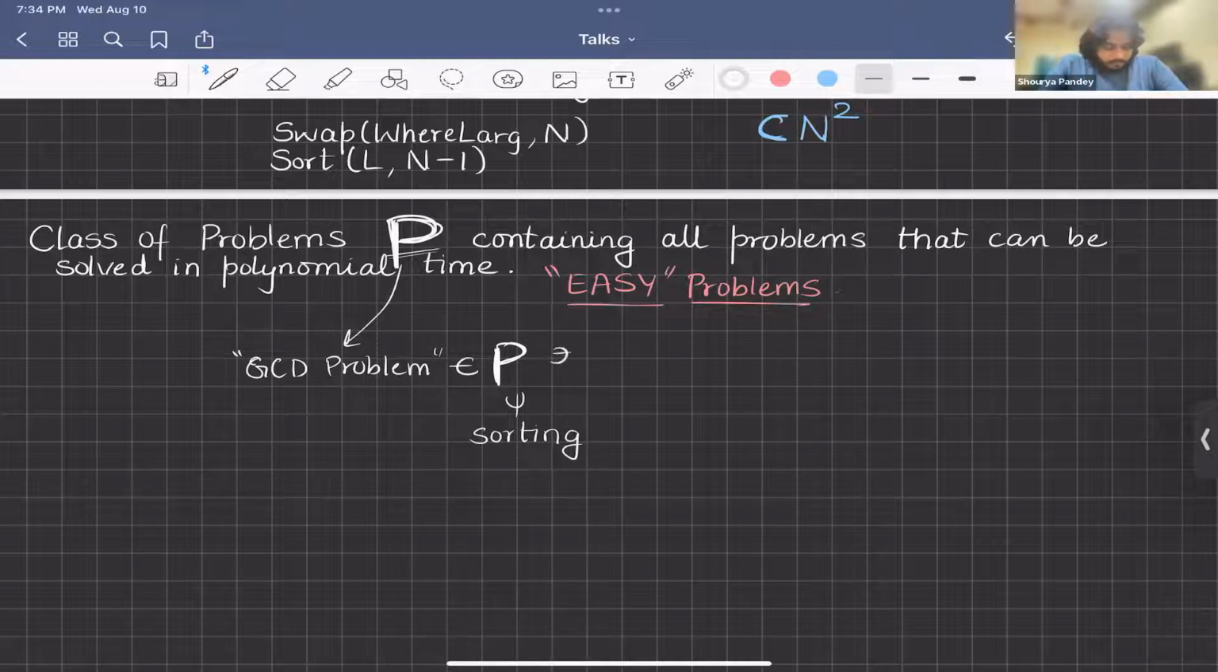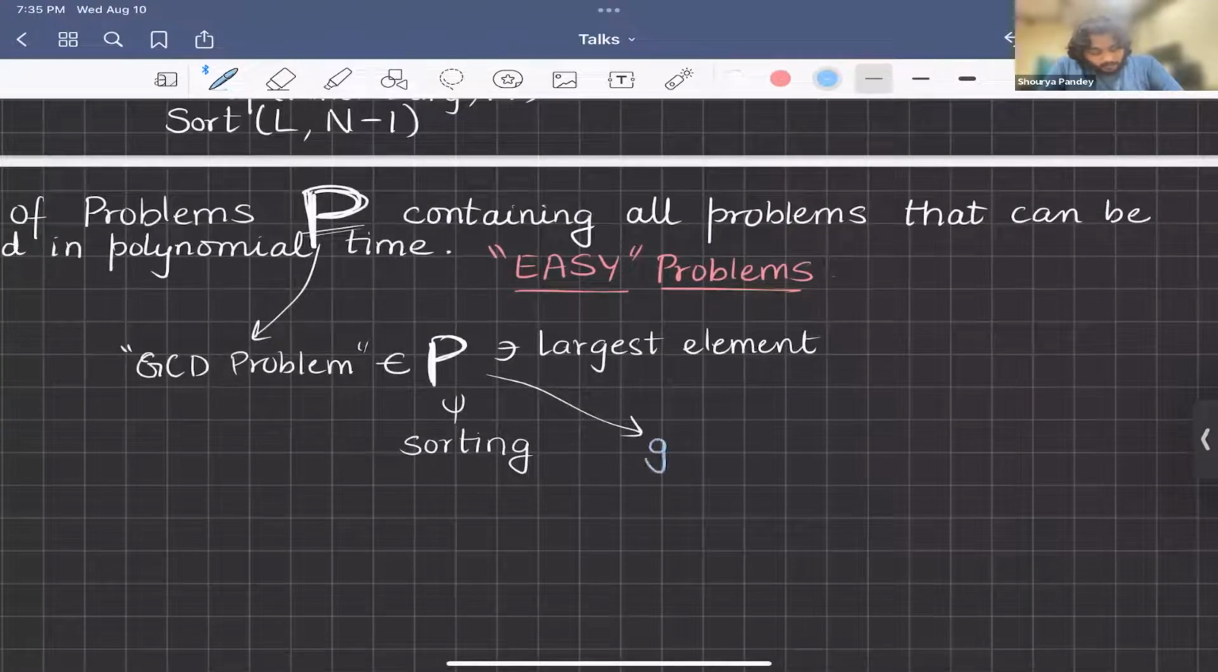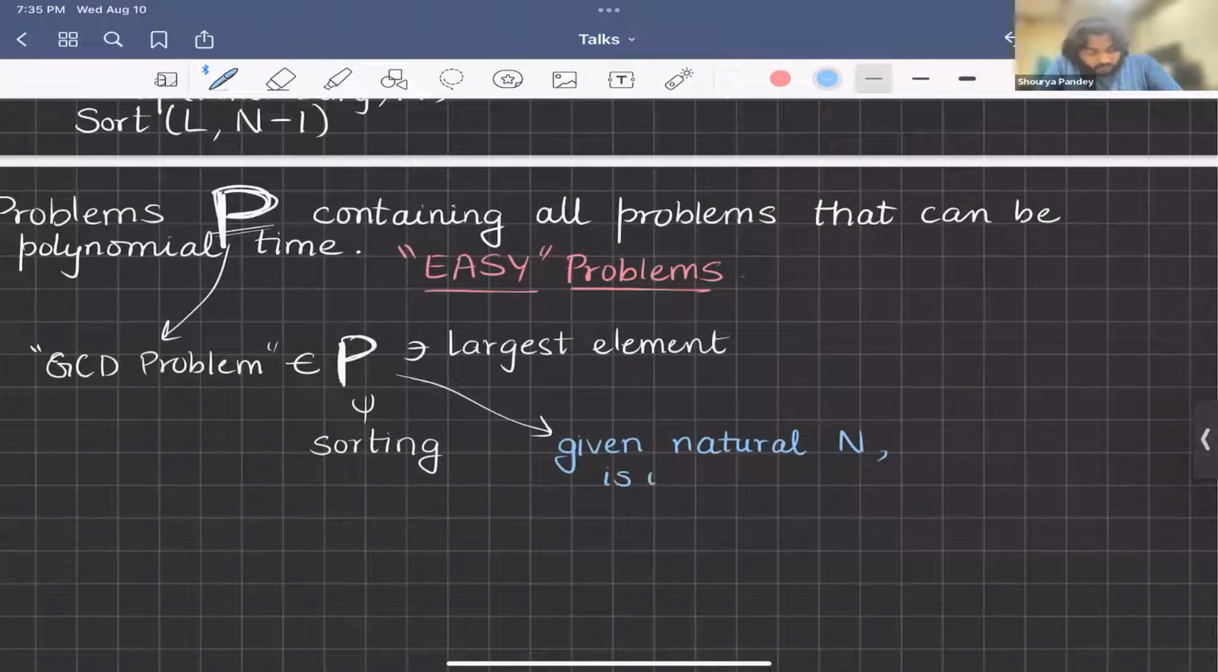For example, finding the largest element in a set. There are many problems which are not easy to show in P, but we've managed to show it. One such problem is this: given a natural number n, is it prime? You just need to output 1 or 0, depending on whether it is prime or not.